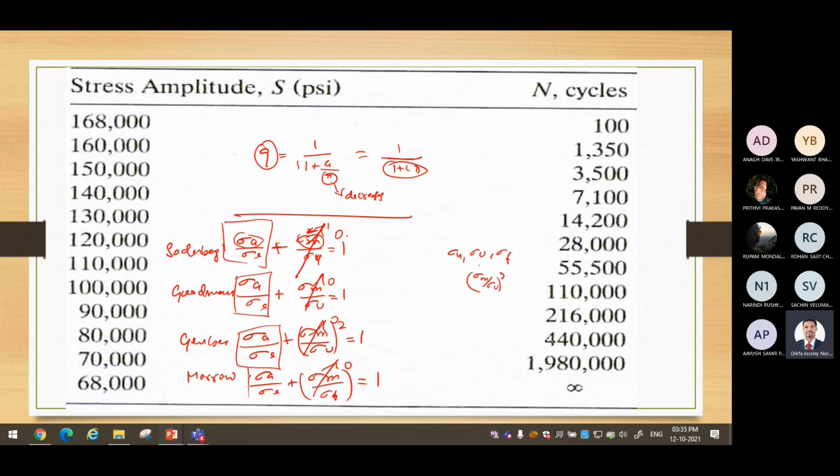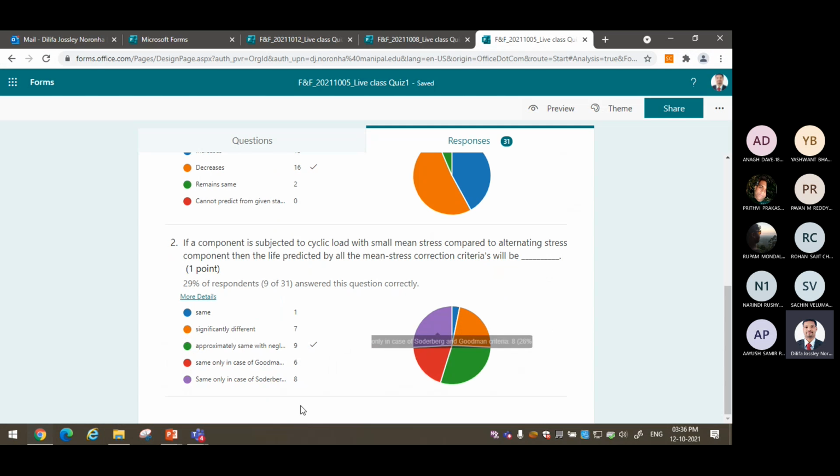So what is happening? Ideally all the theories will predict the same solution, but there is a small change with these factors, sigma y, sigma u, sigma f. Especially for a ductile material, there is significant deviation between these. Because of that there is some minor variation, but all the theories will predict approximately the same result. That should be the answer for this particular question. Your understanding is important to address this. So approximately the same with negligible variation should be the right answer.